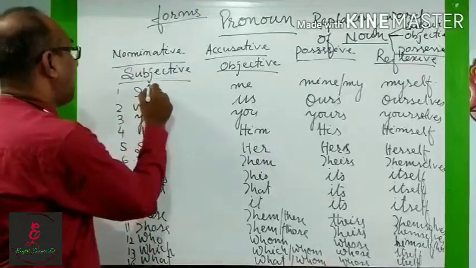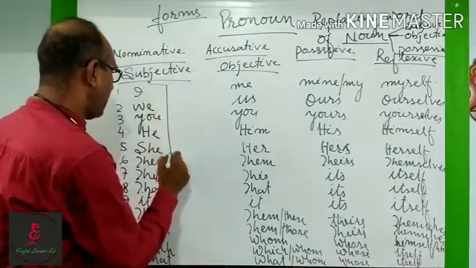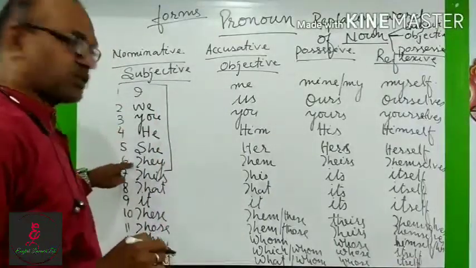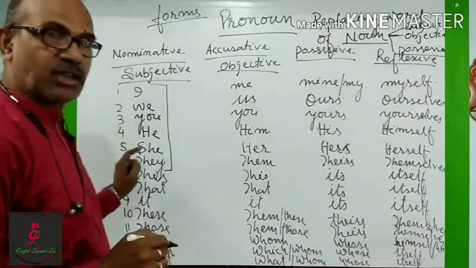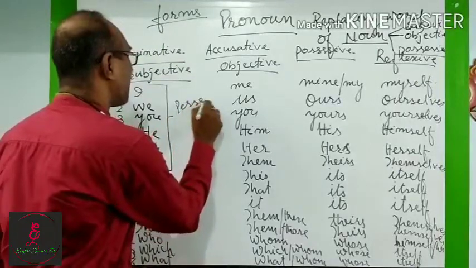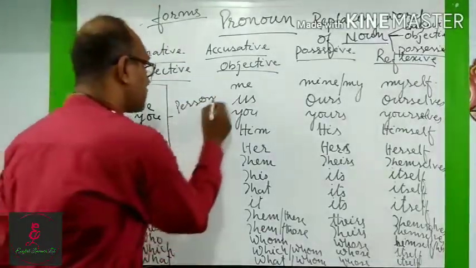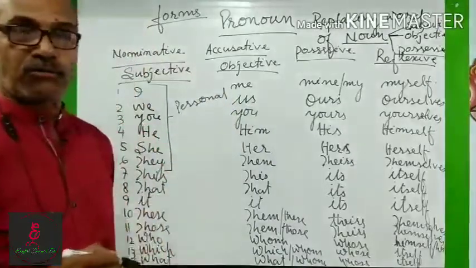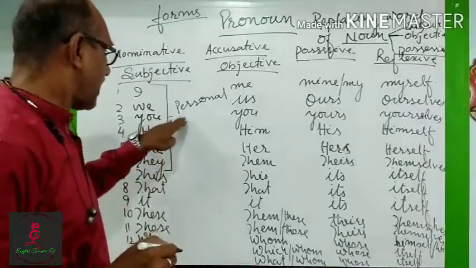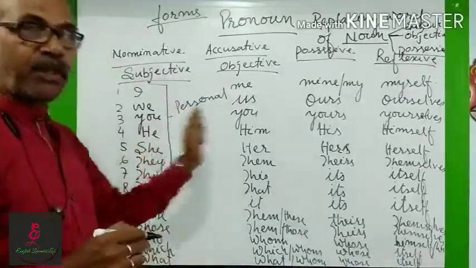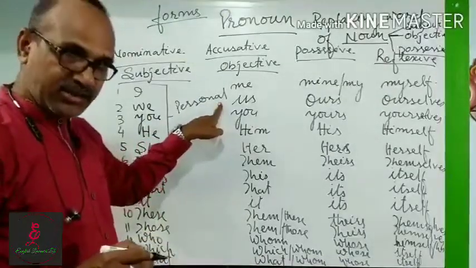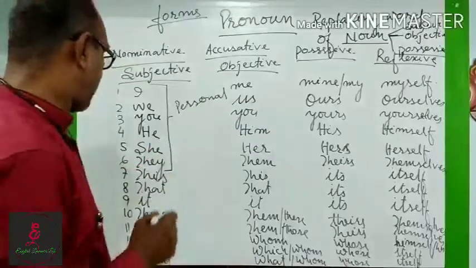Here you see I, we, you, he, she and they. These 6 pronouns are used only for a person. So this is called personal pronoun. Why? Because they are always used in place of a person. That's why they are named personal pronouns.